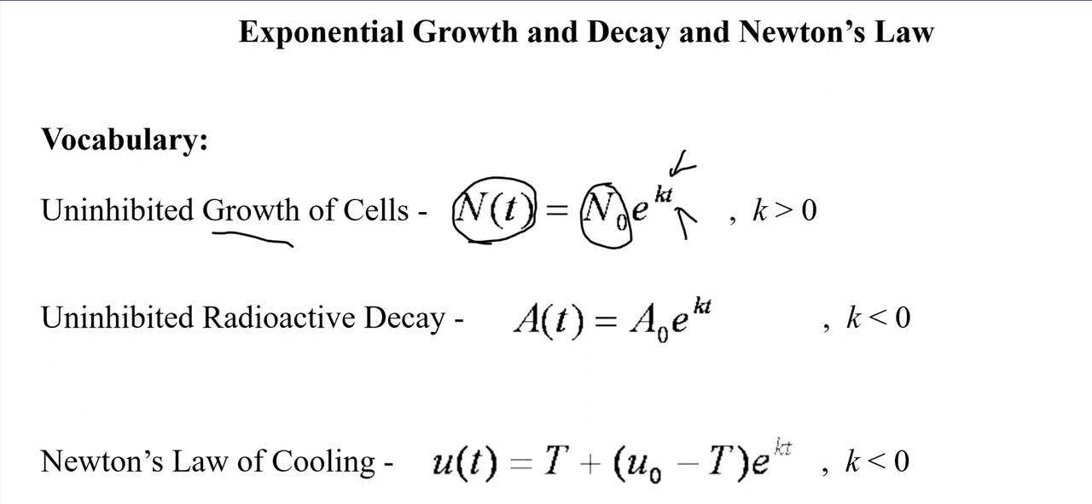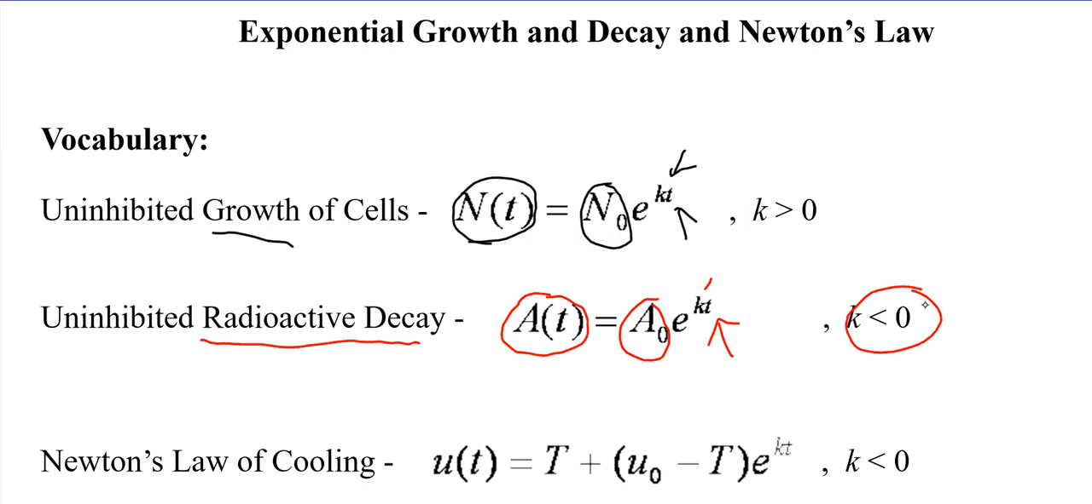For our radioactive decay or a decay model, we're going to see that A of t is the amount of that element at time t. A of naught is the original or initial amount. K is our constant, and t is our time. Notice K is less than 0 for decay, where we saw for our growth of cells that we see a K being greater than 0.